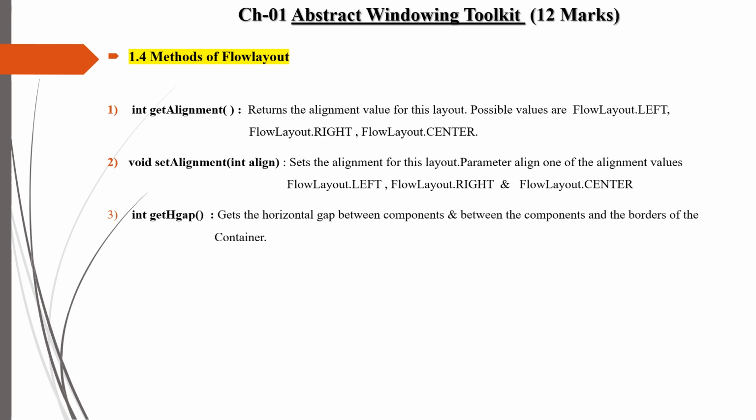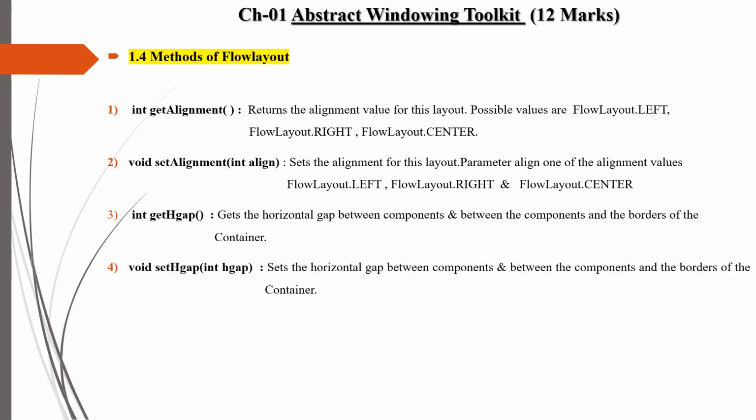Next method, getHgap. This method also does not have any parameter, but this method returns an integer value. This method returns the horizontal gap between the components and between the component and the border of the container.